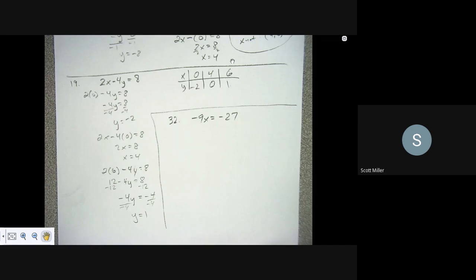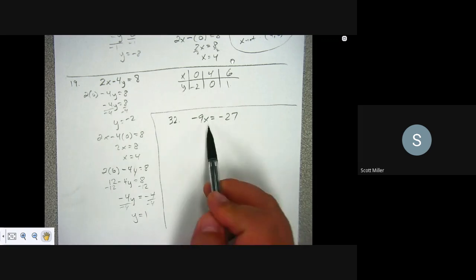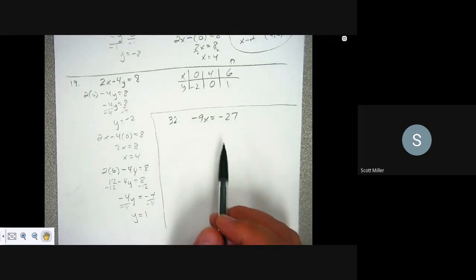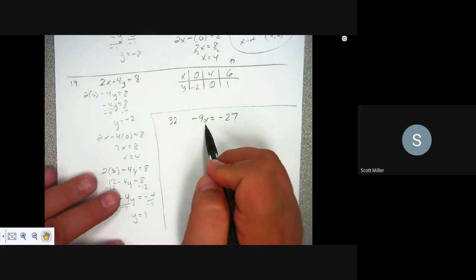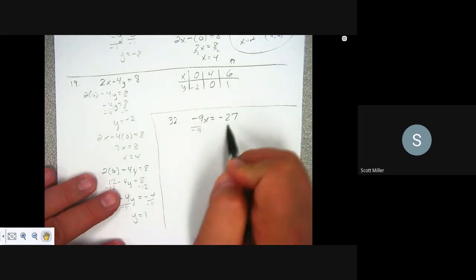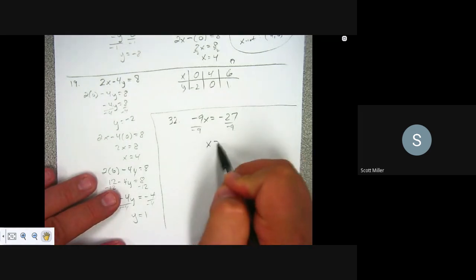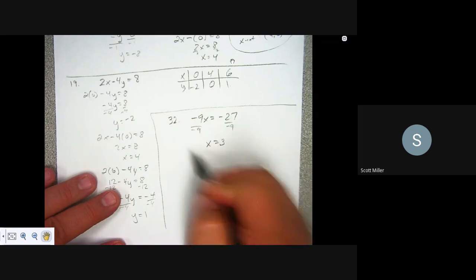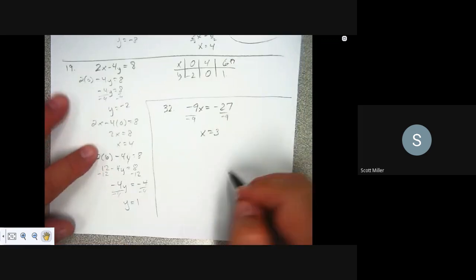The horizontal line, this is the line that goes to the y-axis. That means it has a y equals. And the one that has an x equals, which is vertical. Since this has an x, this will be a vertical line. And you need to recognize that when it occurs. Put it in x equals form, which means I need to divide both sides by negative 9. X equals positive 3. This is a vertical line at 3.